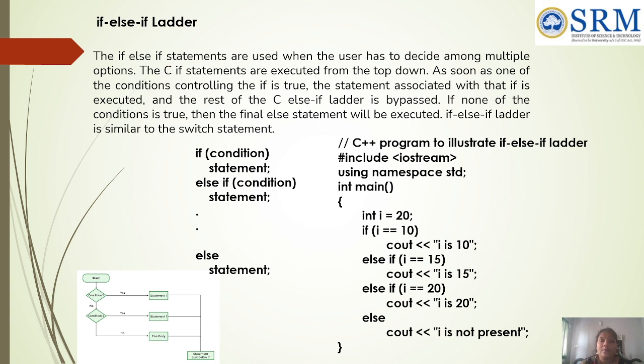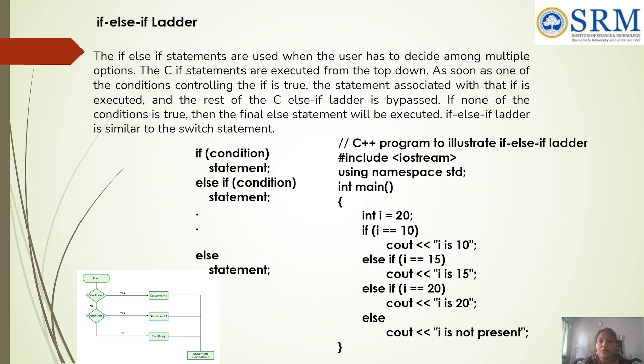Similarly, in if else statements, if you check how it works in the ladder, you can see the program here. I is equal to 20. If I is equal to 10, then you execute this. If I is equal to 15, then execute that. If I is equal to 20, execute this and come out.